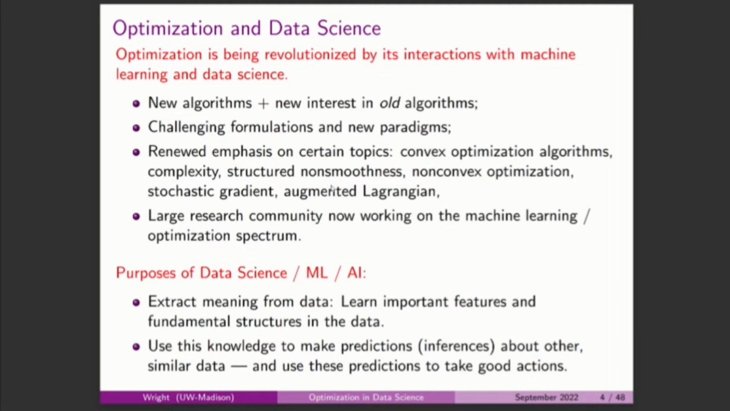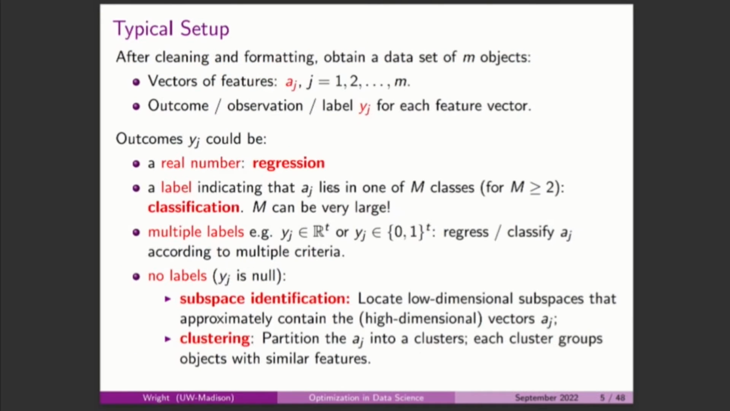So what's the purpose of data science or ML or AI? These are all slightly different things, but two of the fundamental purposes of these areas are to extract meaning from data. You've typically got a large collection of data. You're trying to learn what the important features in the data are that you have to pay attention to, and what the fundamental structures are. The second thing you want to do is to go on from that and use this knowledge that you've learned to make predictions about other similar data. And then you could go even further and say, I want to use these predictions to take good actions, maybe optimal actions. And so that's where optimization's traditional role as a decision science comes in as well.